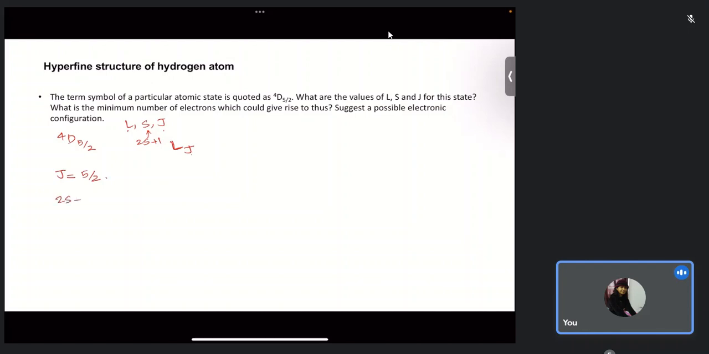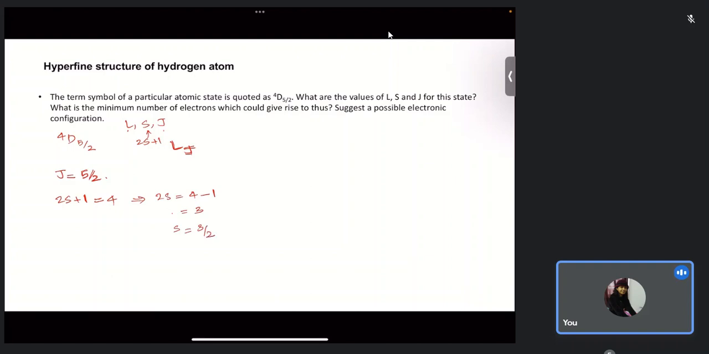So we can directly say that the total angular momentum is the subscript of the term symbol. 2S plus 1 is given as the superscript, which is 4. From this we can calculate S. So 2S is going to be 4 minus 1, which is equal to 3. S is equal to 3 by 2.